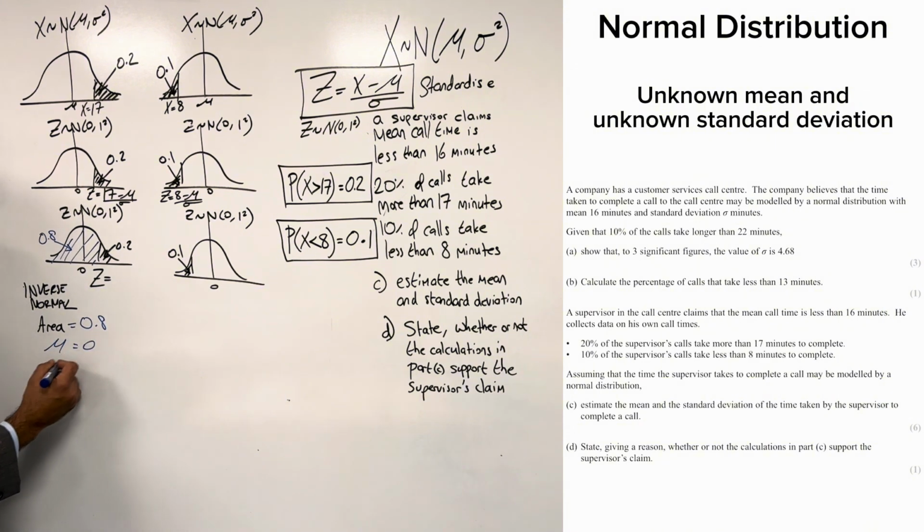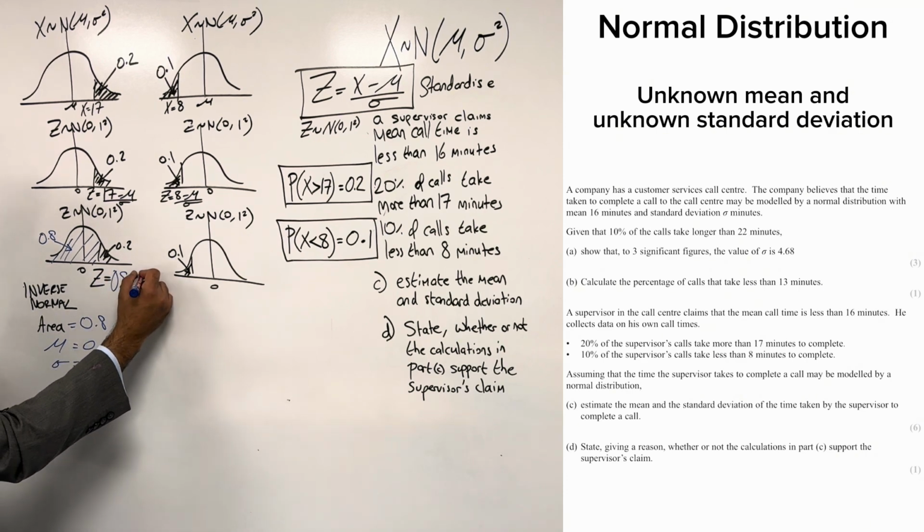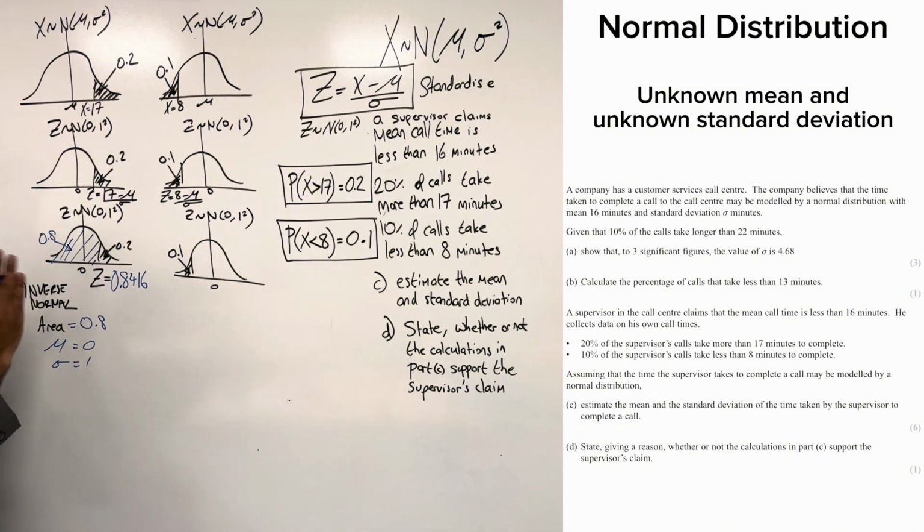The mu here is 0 and the sigma is 1. So if I type that in, menu 7, inverse normal is 3, your area is 0.8, sigma is 1 and mu is 0, you get an answer for the z value of 0.84 to 4dp. So I've done that one.